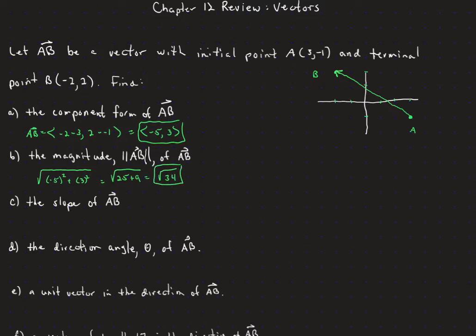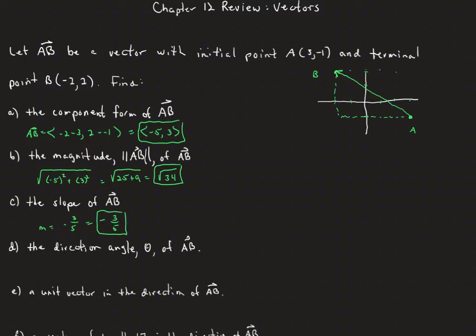So for the slope, part C, the slope of vector AB, we can look at rise over run. So we can see that we are going to rise 1, 2, 3. So we're going to go up 3, and we're going to go left, which is a negative 1, 2, 3, 4, 5. So that's going to make the slope be -3/5.